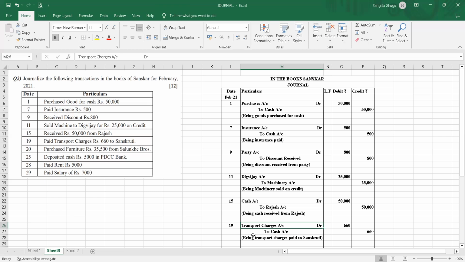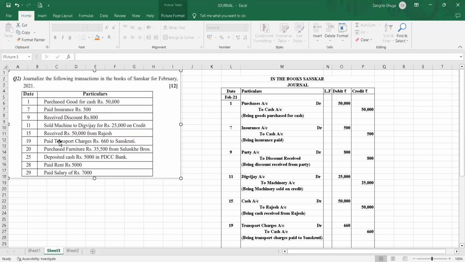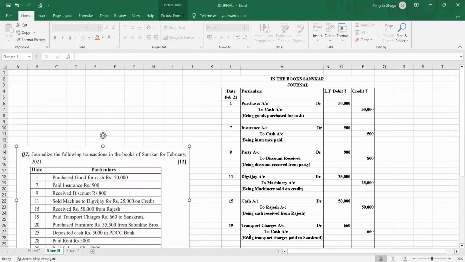That means transport charges is your expenditure. So debit transport charges account. And you paid for transportation charges, that means you paid cash. Cash goes out. Okay. So to cash account. So transport charges account debit 660 to cash account. Here no effect for Sanskruti. Then check the next one.